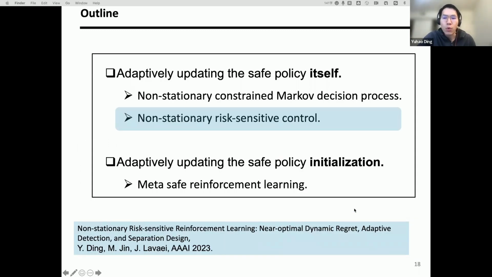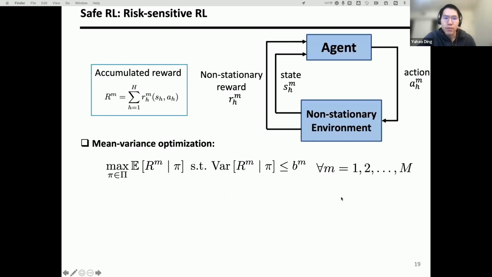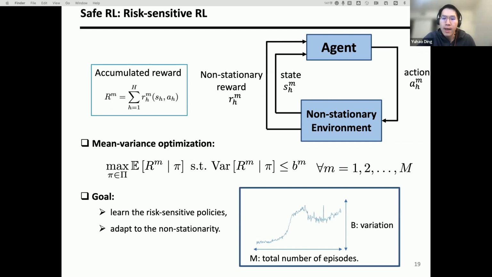And in addition to the safety requirement in the form of the constrained MDP, we also consider a different kind of safety requirement, which is risk control. In risk-sensitive reinforcement learning, we will consider a mean variance optimization, in which we not only want to maximize the expected accumulated reward, but also want to control the level of risk, which is measured by the variance of the accumulated reward. And our goal is to learn a risk-sensitive policy, which can adapt to the non-stationary environments. That is, some parameter of the environment may still vary episode by episode.